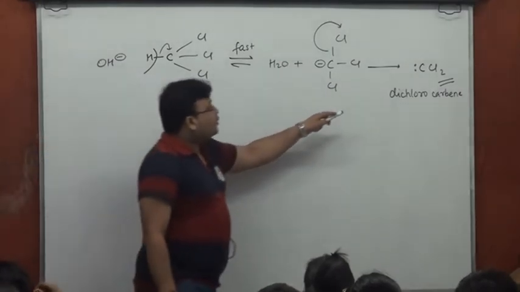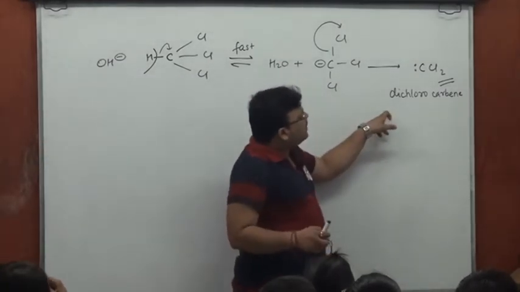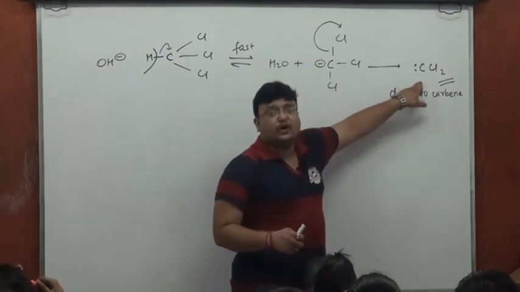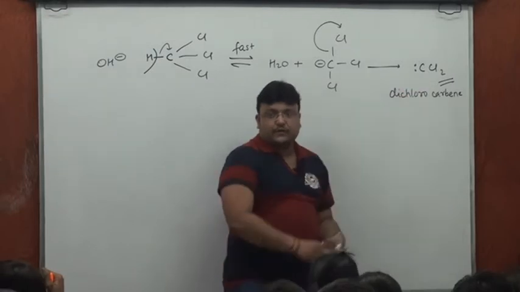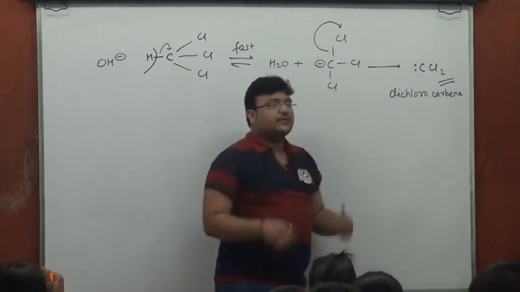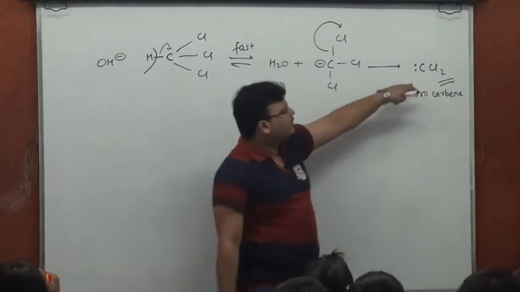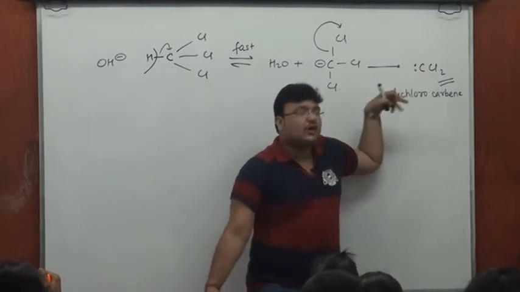It's going to act as an electrophile. You know why it's going to act as an electrophile? Because the octet around carbon is not fulfilled. You've got to agree with this. The octet around carbon is not fulfilled. So CCl2 with one pair of electrons, you know there are 6 electrons around carbon here. The octet is not complete.